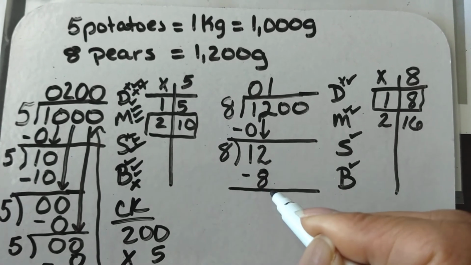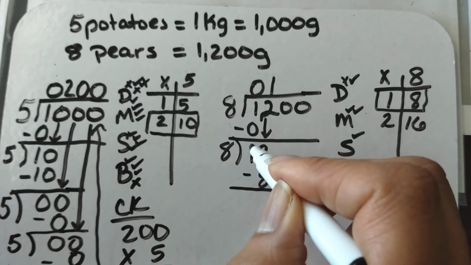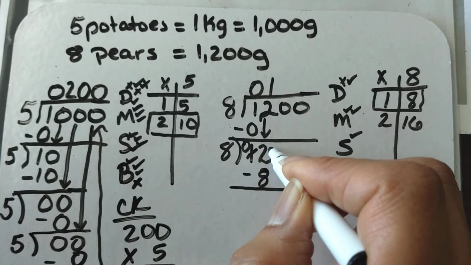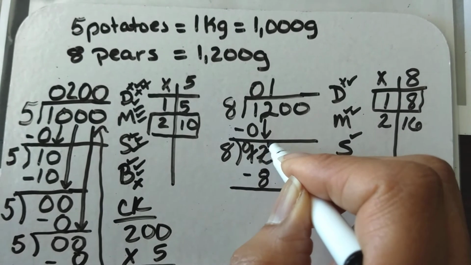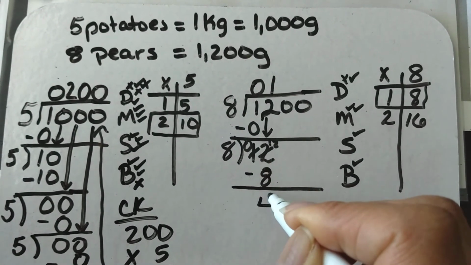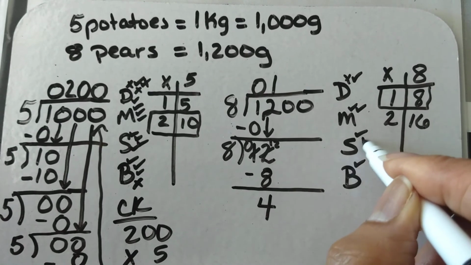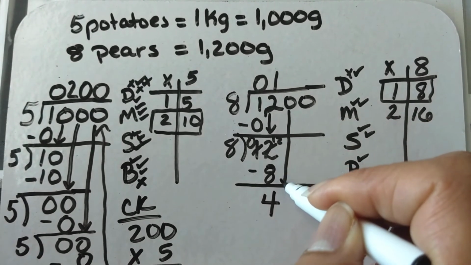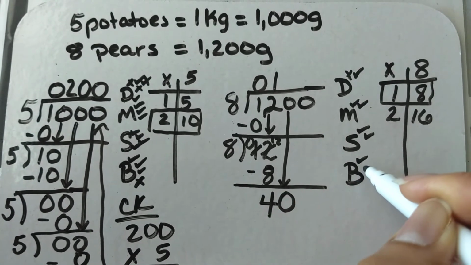Can't take 8 from 2. So move on the floor. Go next door. Grab what? 10 more. You're right. And now this 2 can become a 12, right? Now what's 12 subtract 8? It's 4. Very good. My next step is to bring down, and I do have a number to bring down. It's a 0. And I put a check.